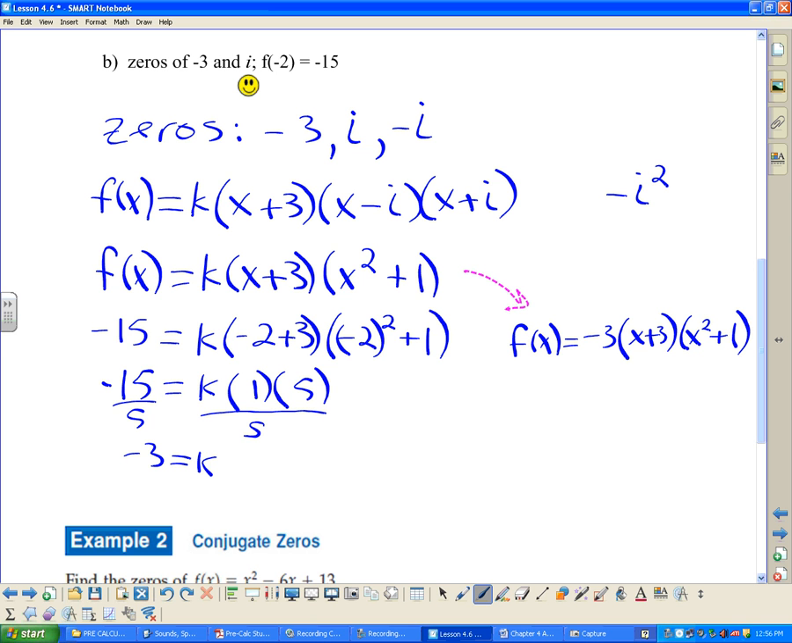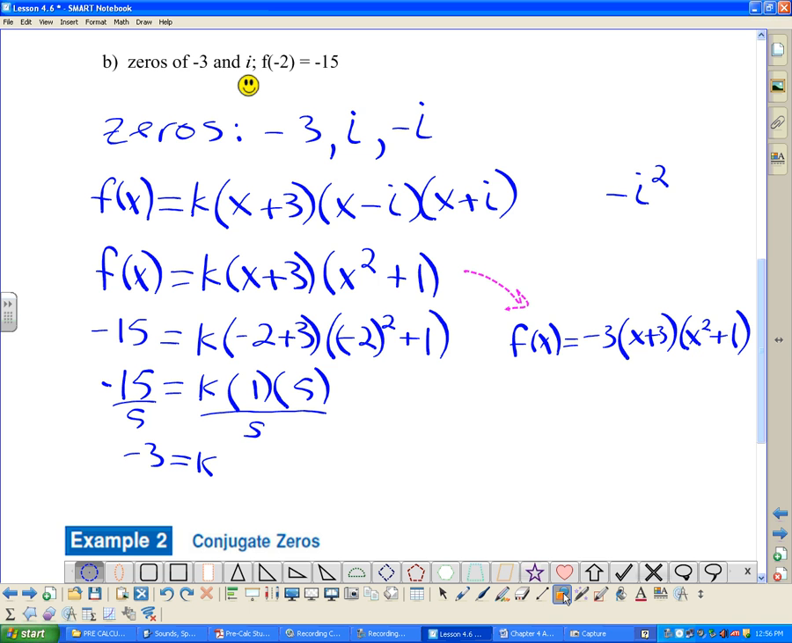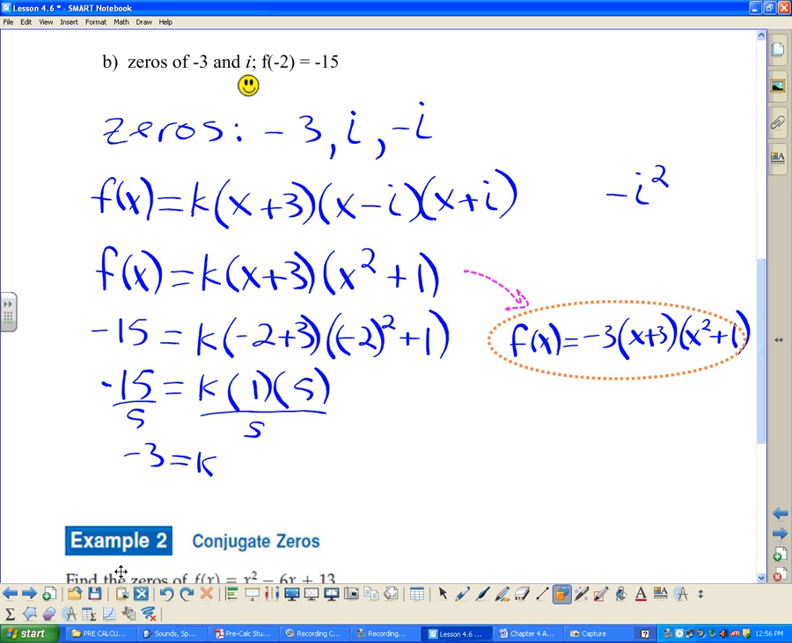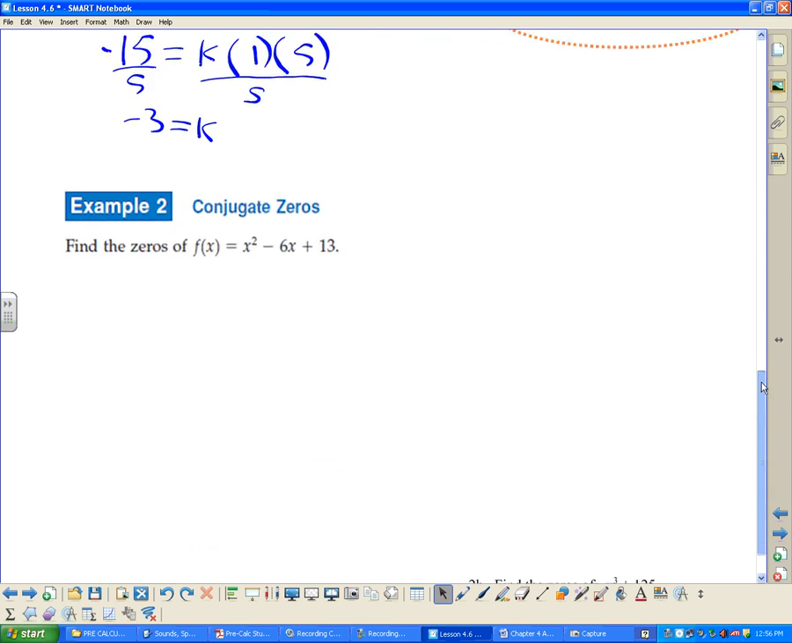There's the factored form, and once again, like I said, you should then do the multiplication here to find the standard form of it. So we would need to actually multiply x plus 3 times x squared plus 1, and then simplify it. All right, so we also want to look at example 2.